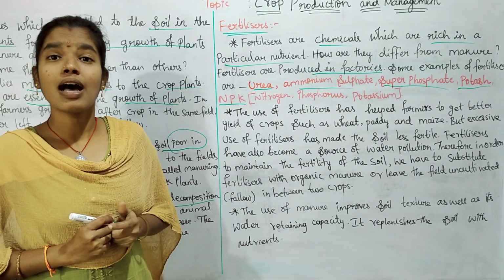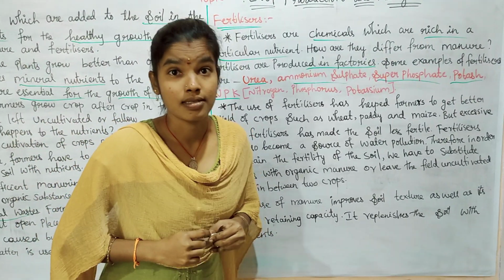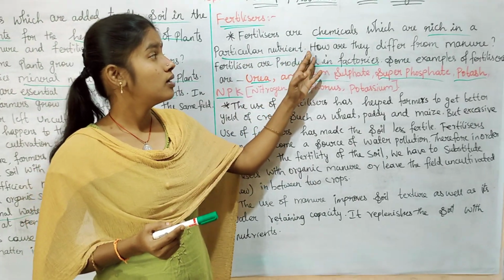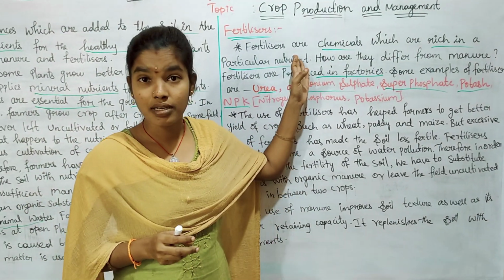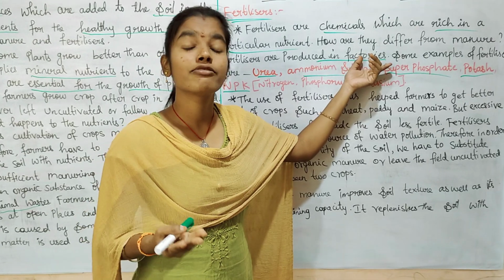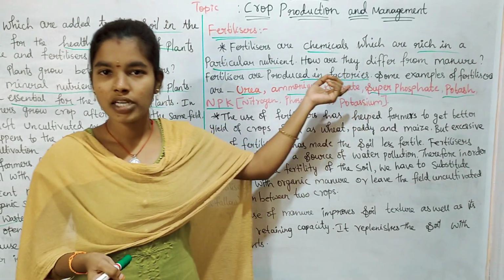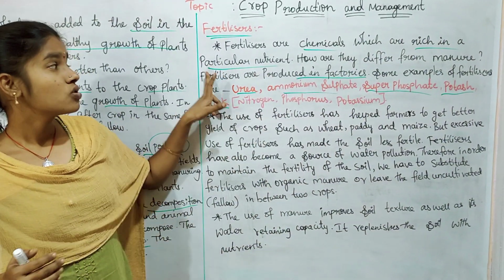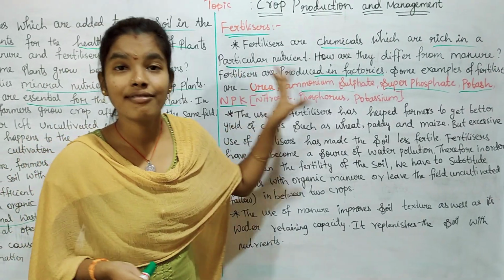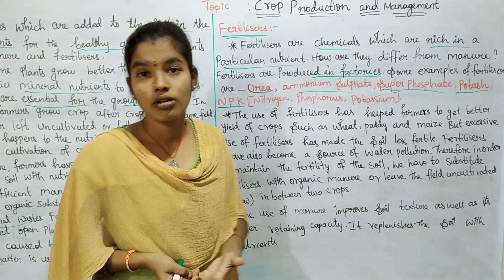So fertilizers are chemical substances which are rich in particular nutrients. How are these fertilizers different from manure? They are produced in factories and they are rich in some particular nutrients. What are those?